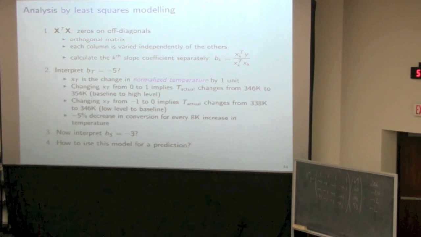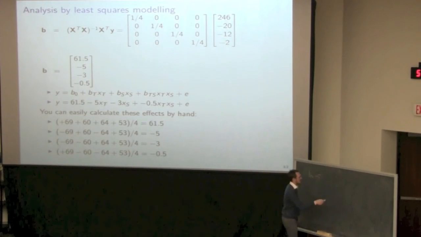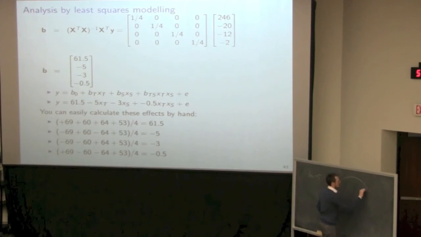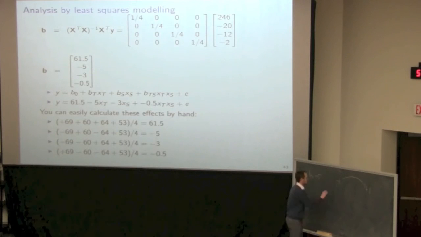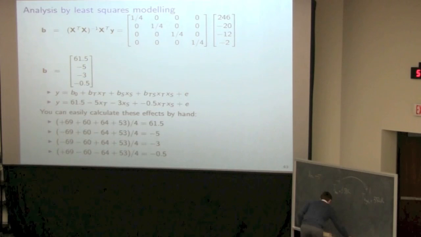It's very important to recognize that the slope coefficient beta T is in front of this variable X T, and that X T is a coded variable. X T is either a minus 1 or a plus 1. So just visualize that. We say that beta T is equal to minus 5, and that corresponds to a change in coded units. In coded units, we ran from minus 1 to plus 1. This was T low, this was T high. The value of the low temperature was 338 Kelvin. The high temperature was 354. Beta T, however, says this is a 5-unit decrease.